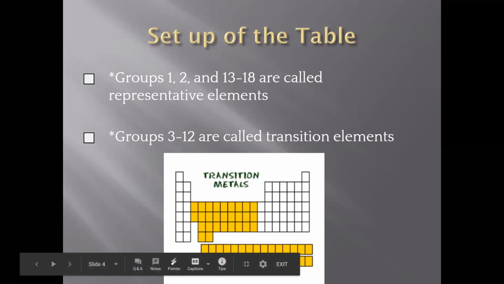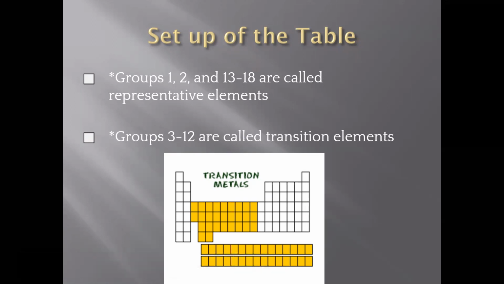Everything that you see in yellow down here, these middle ones and the two periods down here that aren't part of the main part of the periodic table, those are referred to as transition elements because they can have different numbers of electrons when those atoms are ionized, and their properties can be slightly different accordingly.